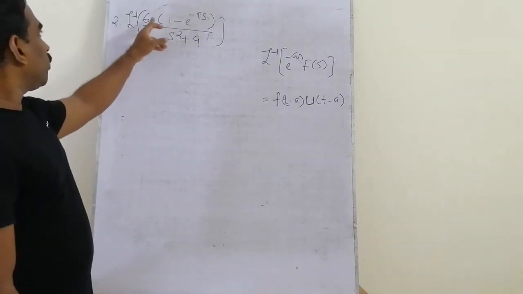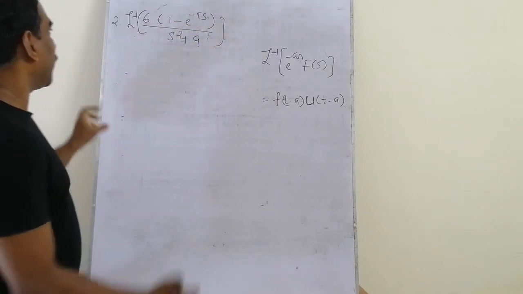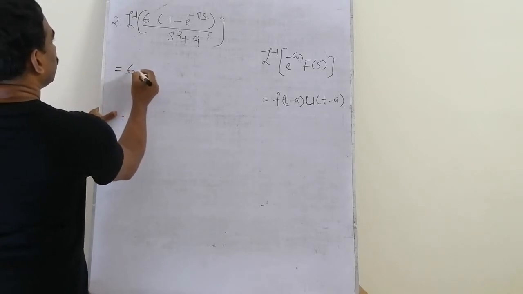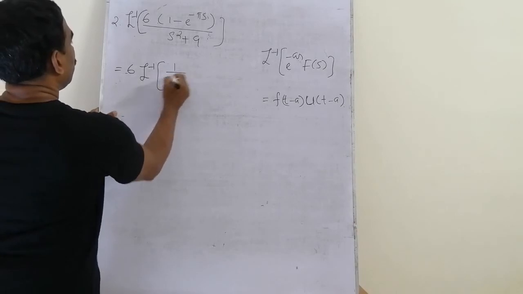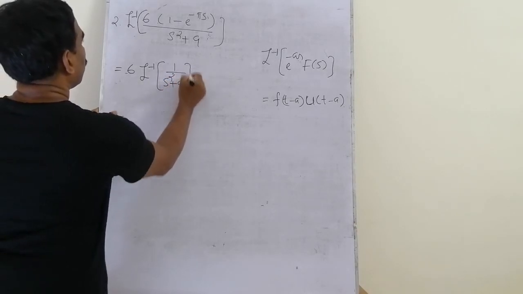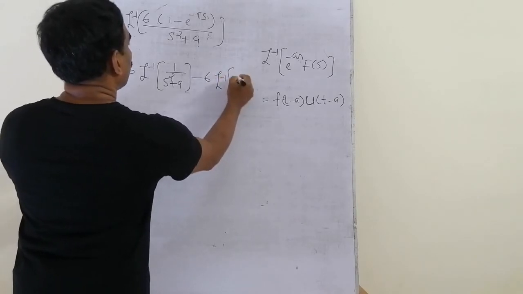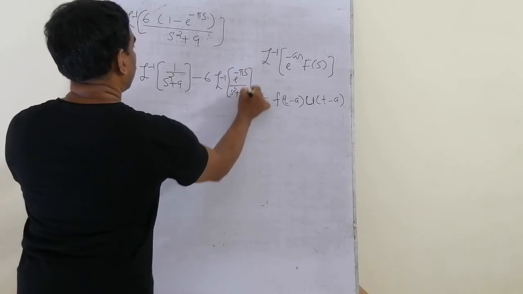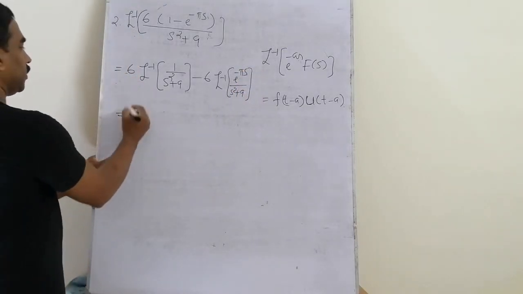Find the inverse Laplace transform of 6 into (1 minus e raised to minus 5s) by s square plus 9. This is equal to 6 into inverse Laplace transform of 1 by s square plus 9, minus 6 into inverse Laplace transform of e raised to minus 5s divided by s square plus 9. The first one is the direct result.